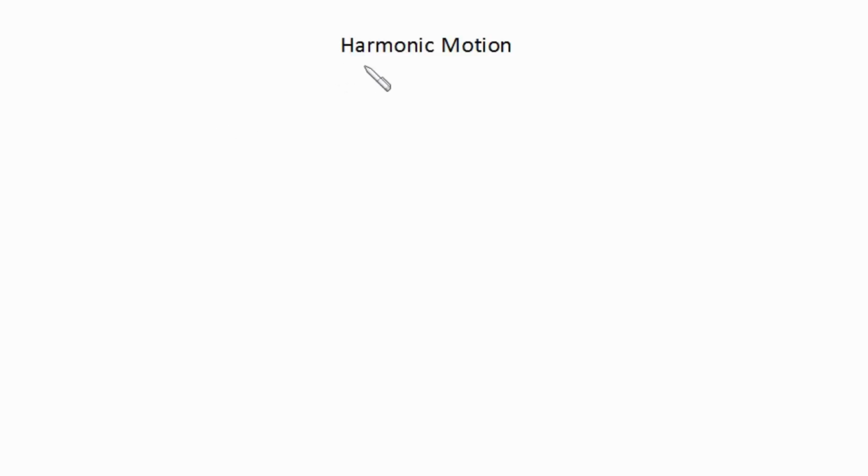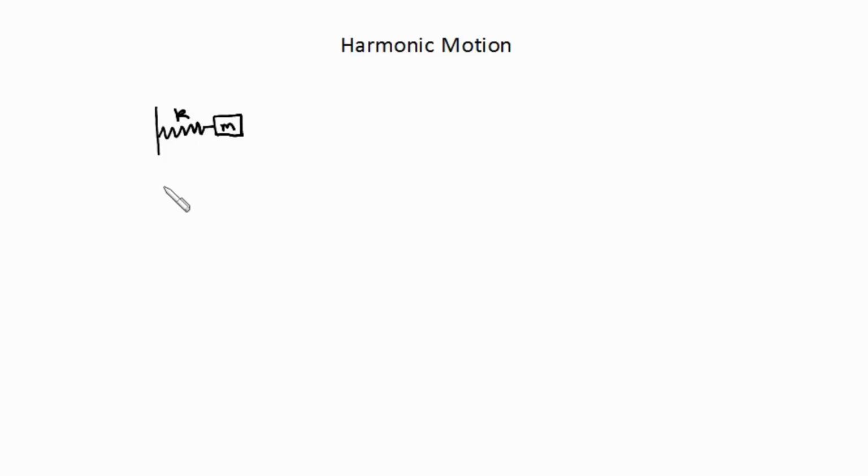This lesson is an introduction to harmonic motion. When we're dealing with harmonic motion, we have a spring which is attached to something that doesn't move, in this case a wall. On the other end of the spring, we have some kind of mass attached to it. We say that the spring has a constant, which is called K.